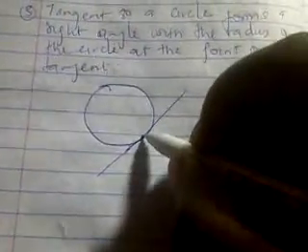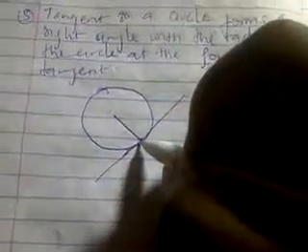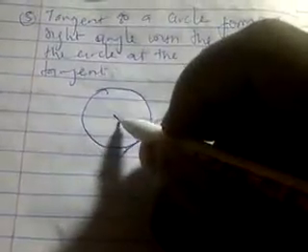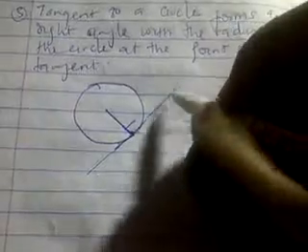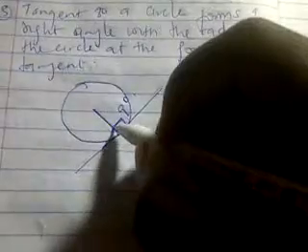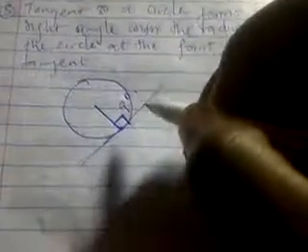So at that point of contact, the angle between the radius and the tangent at that point of contact is always 90 degrees. You could even see it from here. If this is the radius at the point of contact here, and the tangent is here, it will always be 90 degrees no matter what.